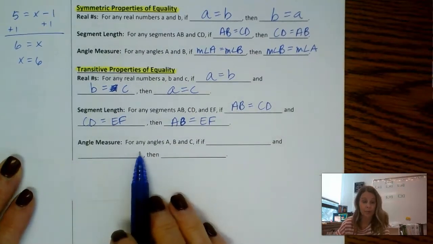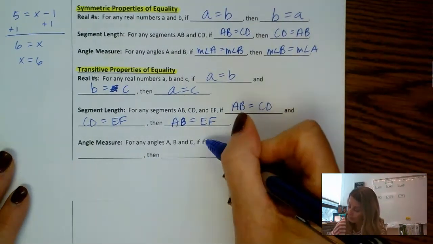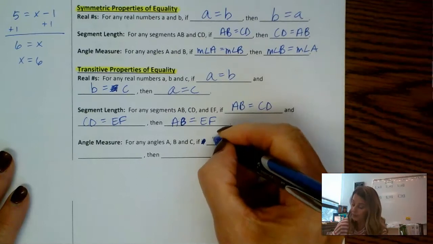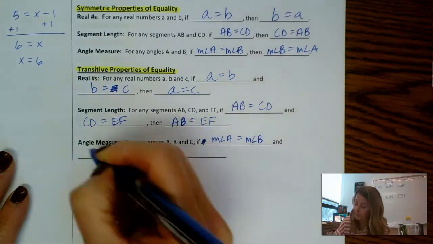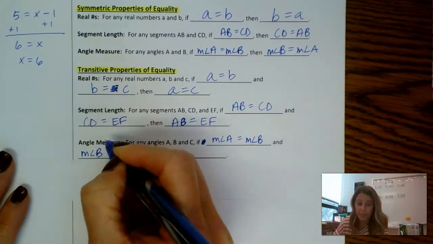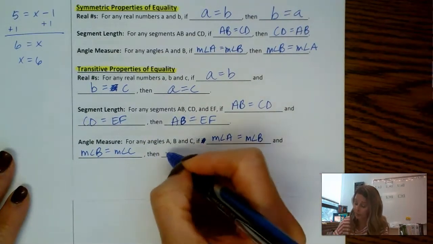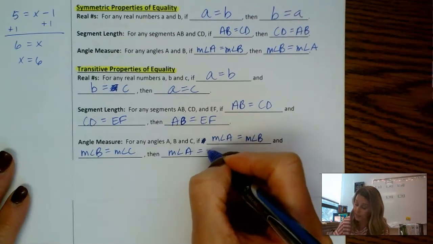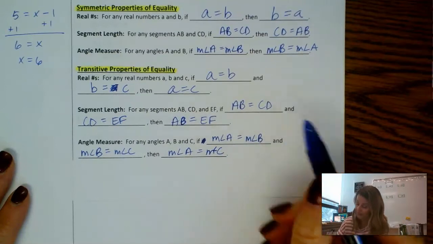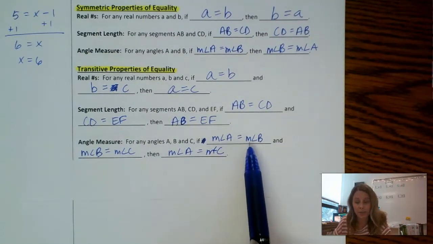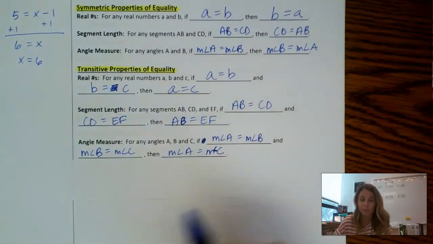So here would be an angle measure example. For any angles A, B, and C, if the measure of angle A equals the measure of angle B, and the measure of angle B equals the measure of angle C, then the measure of angle A equals the measure of angle C. I forgot my angle sign in there, so I'm trying to squeeze that in.